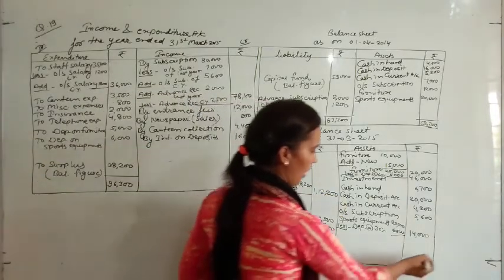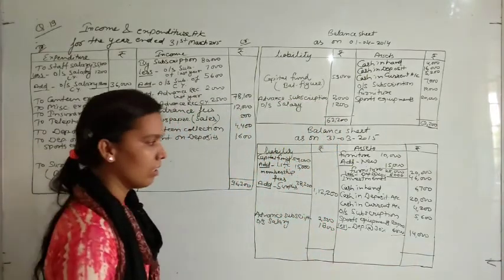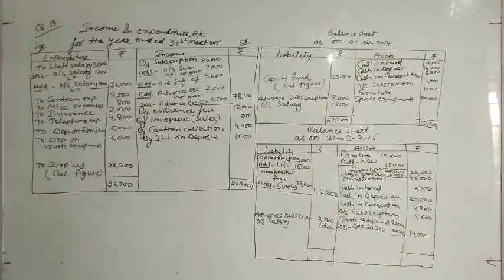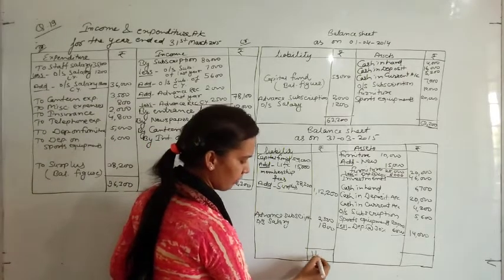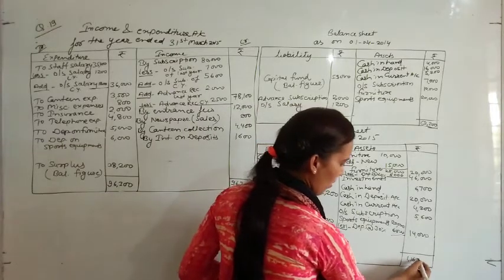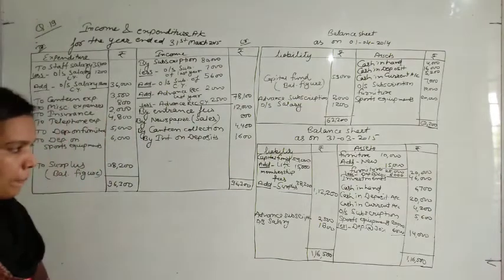Now total both sides. As you know, liabilities and assets will be matched, otherwise your question may be wrong here. So the total of balance sheet 1,16,500. You should check it once. 1,16,500.